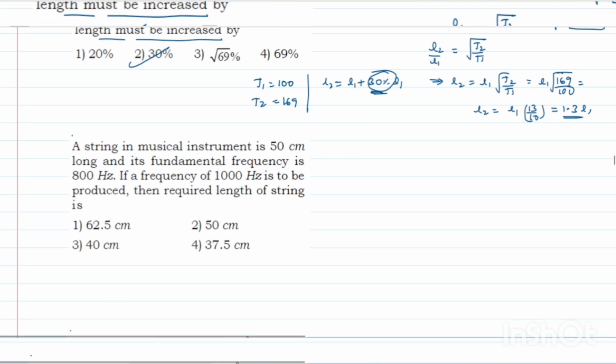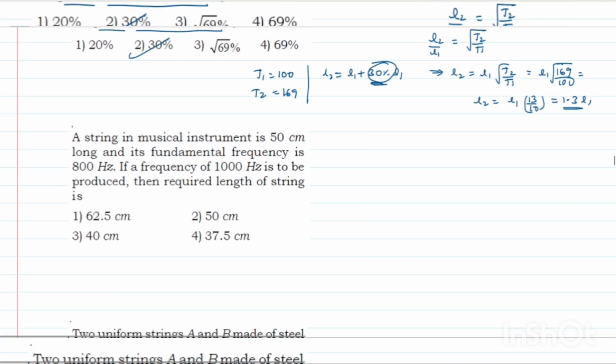Let us see the next question, students. Here a string in a musical instrument is given as 50 centimeter long, and its fundamental frequency is given as 800 Hz, and a frequency of 1000 Hz is to be produced. Then the required length of the string they are asking.